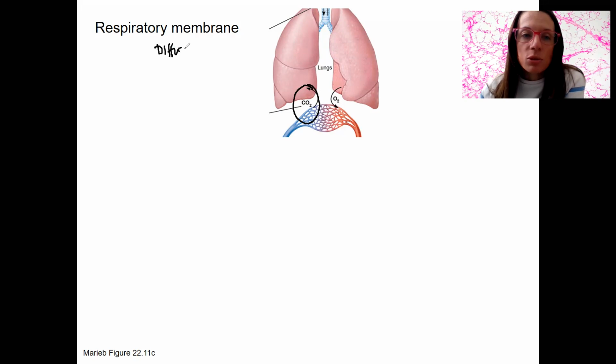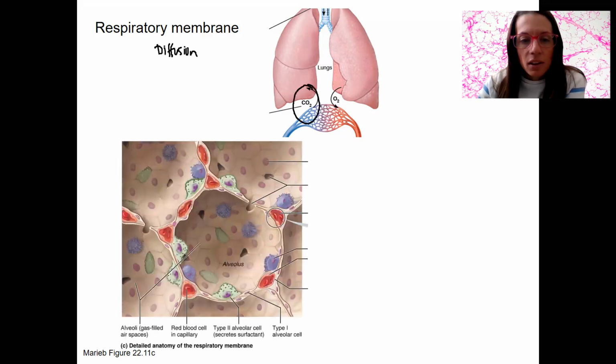So diffusion is going to occur at the respiratory membrane to allow gases to go across. So it's going to be thin. So let's zoom in first, right here, but we're going to focus on the alveoli. So here is an alveolus, alveoli is plural. Here is one right here, right?